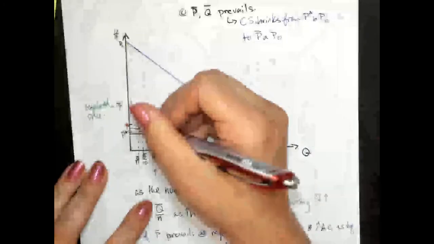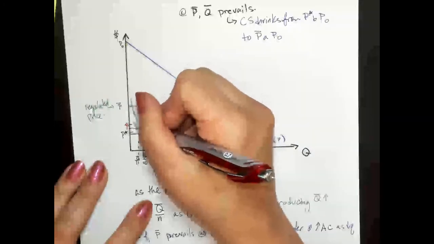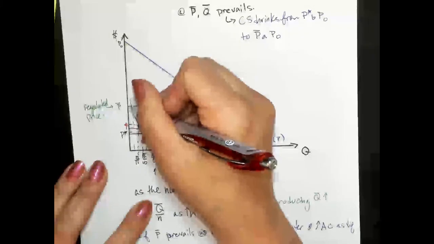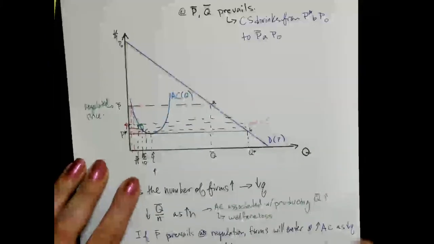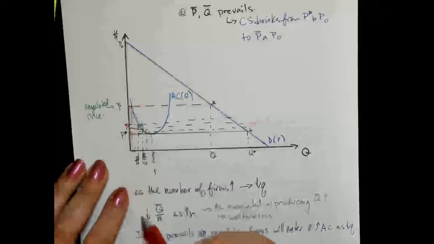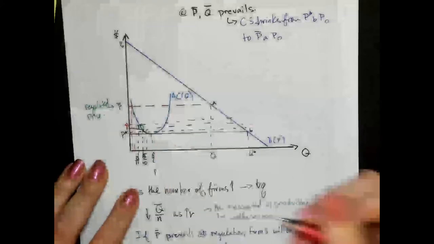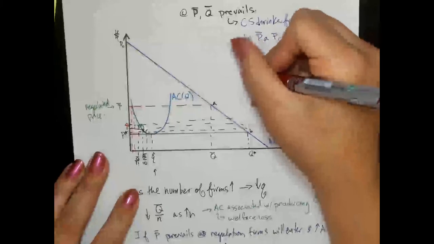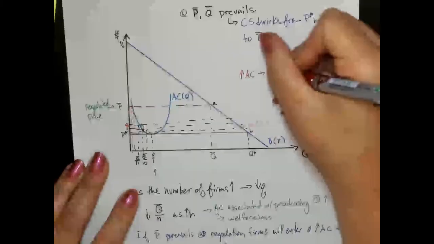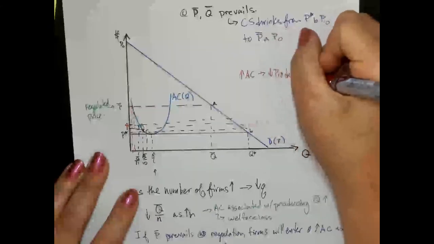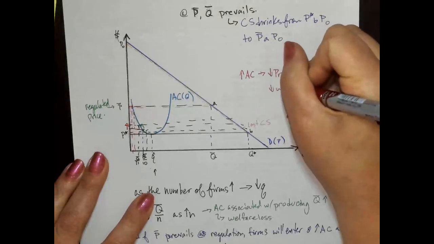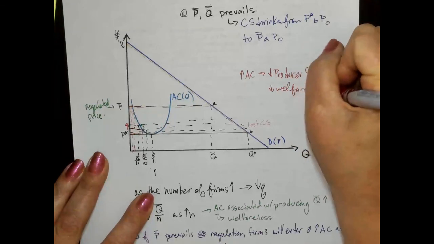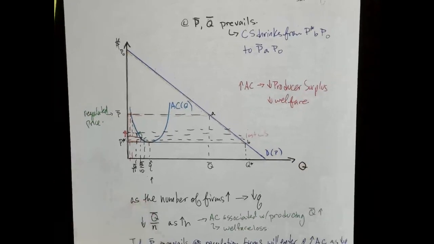And if there's no entry regulation, there's no reason for firms to stop entering until the point when they reach the regulated price. And then we're going to see maybe 15, maybe 20 firms. We're going to see costs be very, very high, and we're going to see producer surplus be low. Because remember, when we see that increase in the average cost, that's going to decrease that producer surplus and reduce welfare. So hopefully that kind of clears up how this problem works.